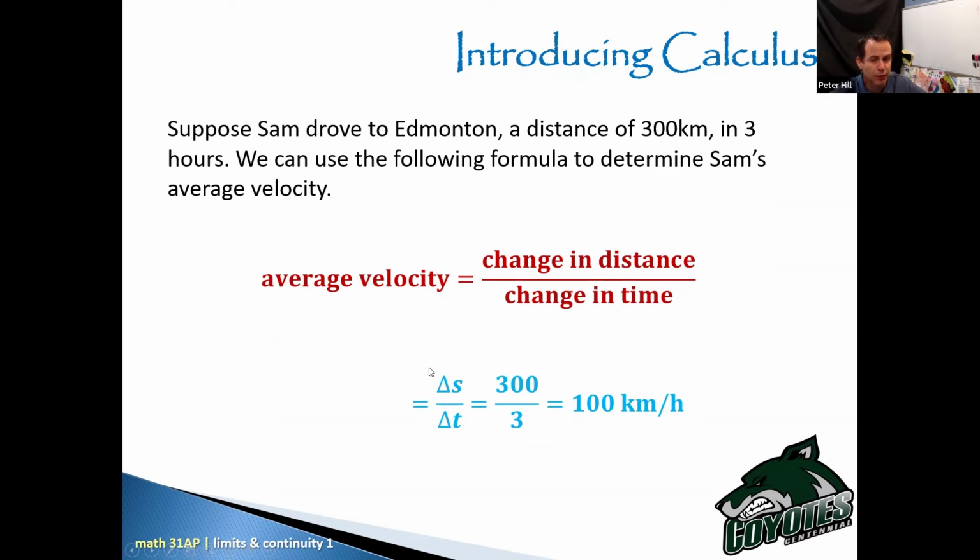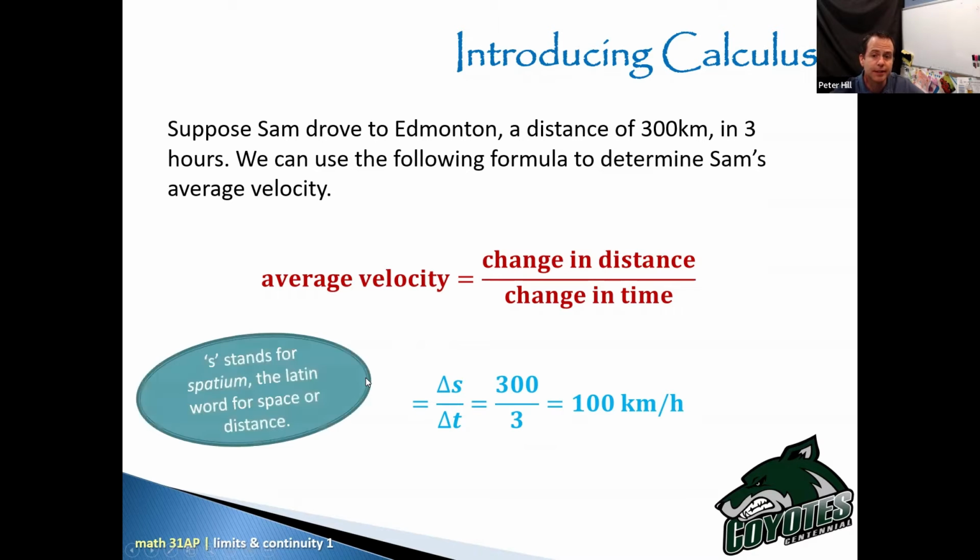Now, some of you are going to wonder, why did I write S? Don't get caught thinking that S is speed there, because really velocity is the thing that's connected to the word speed. They're not exactly the same thing, but velocity here would be my speed. This is the change in distance, and we're using S for the change in distance. S stands for spatium, which is the Latin word for space or for distance. So on average, over these 3 hours, Sam went 100 kilometers an hour.